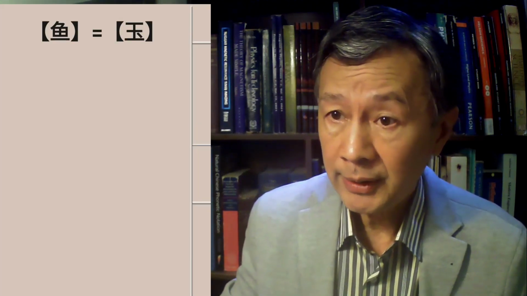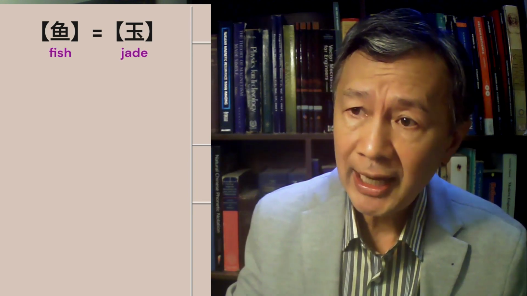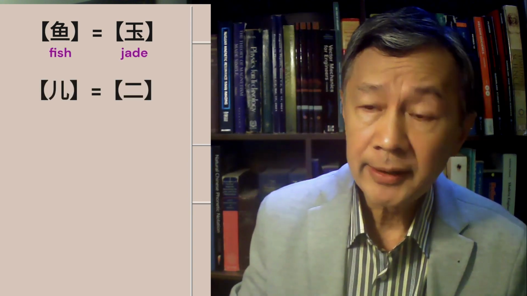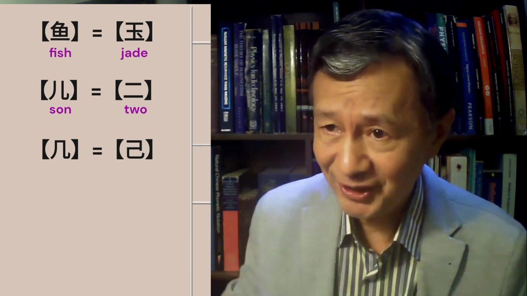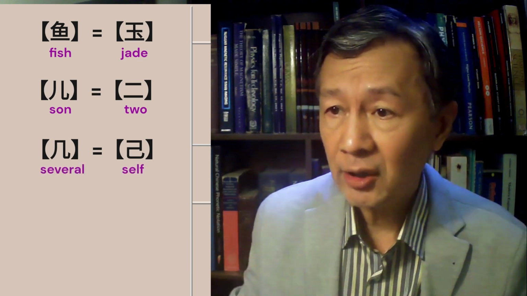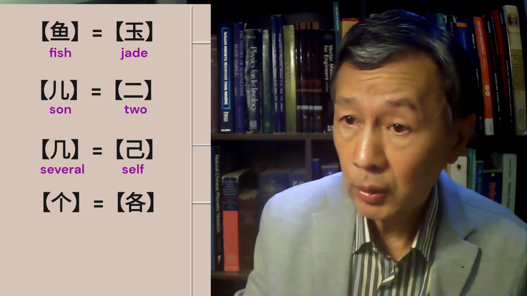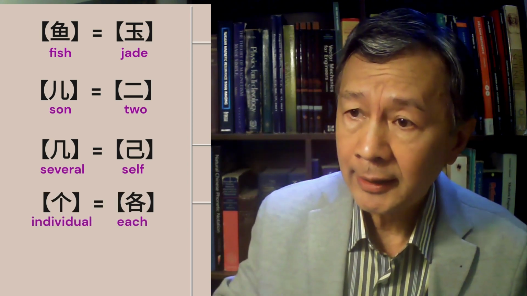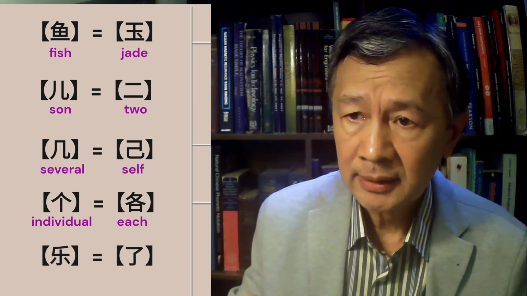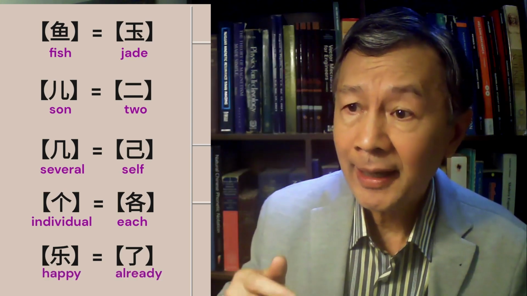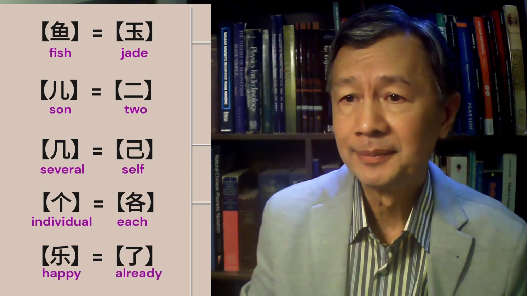鱼 is the same as 玉, meaning fish and jade. 日 and 二 meaning sun and two, respectively. 几 and 己 meaning several and self, respectively. 个 and 各 meaning one or natural quantity unit, and each. 乐 and 了 meaning happy, and an end word meaning already. For example, 你吃饭了吗？我吃过了。Have you had a meal? Yes, I had my meal already.